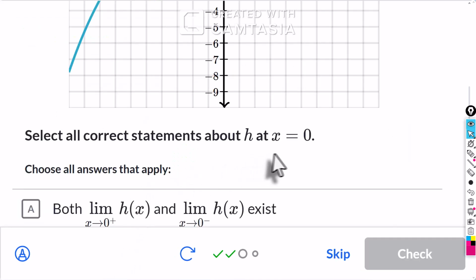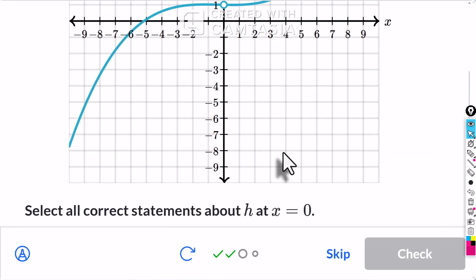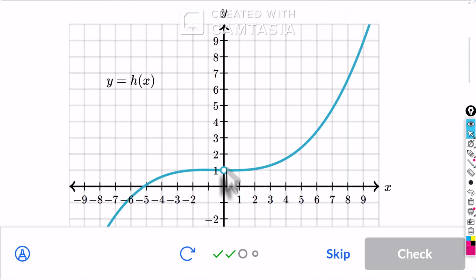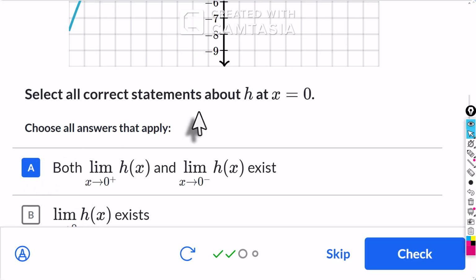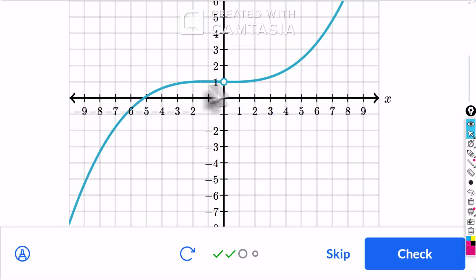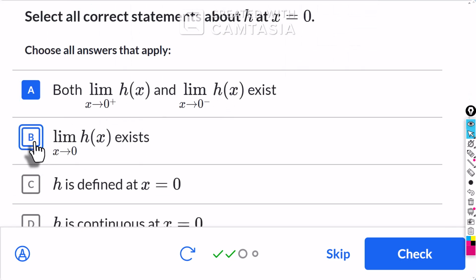All right, so here we're looking at x equals 0. Same answer choices as always. At x equals 0, which is right here, do the one-sided limits exist? Well, you can approach from the left, you can approach from the right. They both approach y equals 1. So if they both approach the same number from both sides at x equals 0, then the two-sided limit exists.